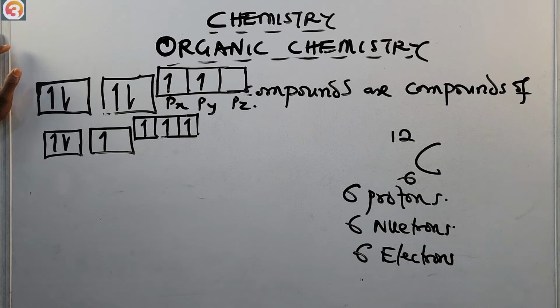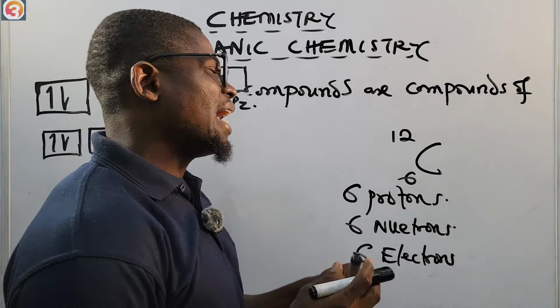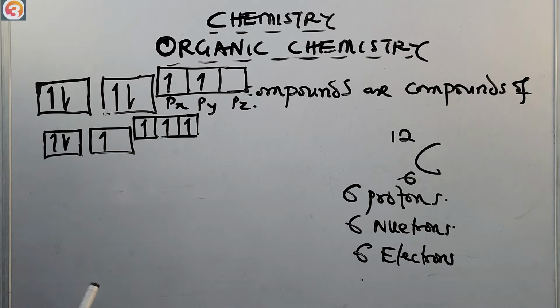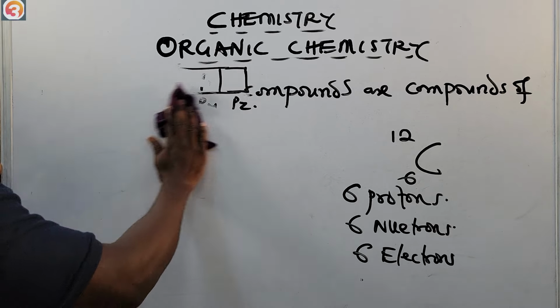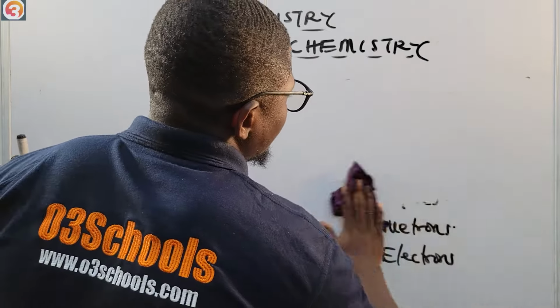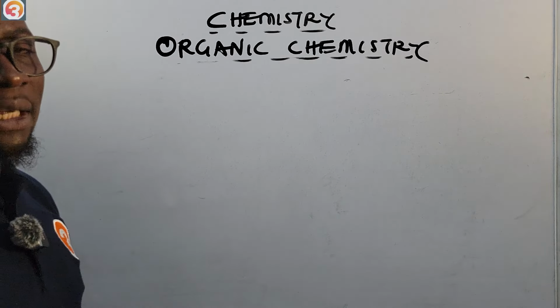So there are many organic compounds, and the reasons why we have so many organic compounds are not far-fetched. Let us see some of the reasons. Number one is the tetravalency of carbon. Carbon has 4 electrons in its atomic shell.